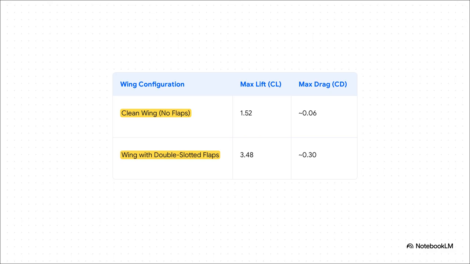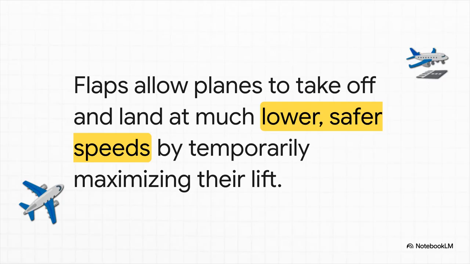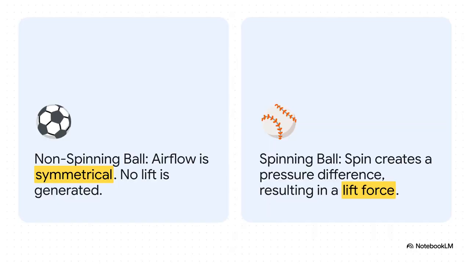That's huge. But look at the other side of the equation. The drag goes through the roof. We're talking a 5-fold increase. And you know what? That trade-off is totally worth it. Because you only need that insane amount of lift for very short periods, right, during takeoff and landing. It allows massive planes to use shorter runways and fly at much safer, slower speeds. As soon as they're up at cruising altitude, the flaps get tucked away to minimize drag and save a ton of fuel.